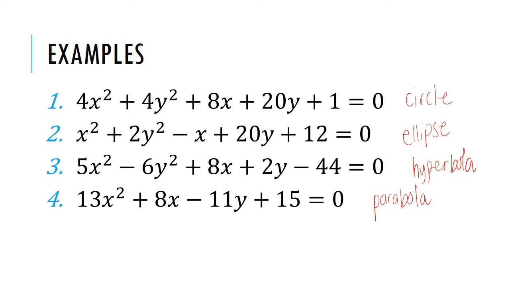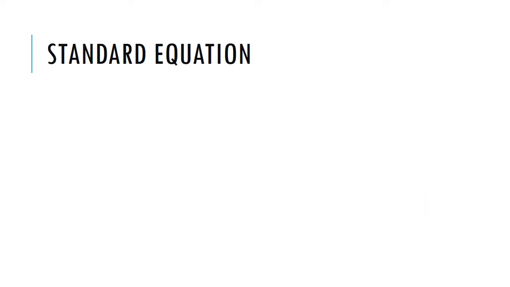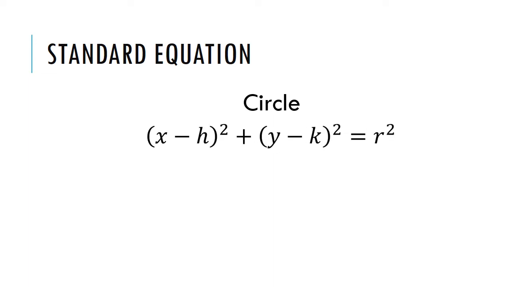We are going to transform the general equations into a standard form that is specific to each conic section, which will distinguish it from the degenerate conics. The standard equation for a circle is the quantity x minus h squared plus the quantity y minus k squared equals r squared, where h and k is the center of the circle and r is the radius of the circle.